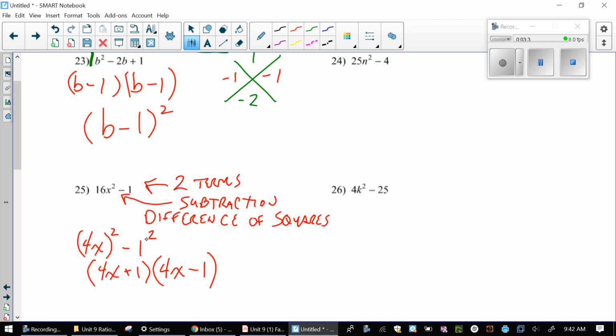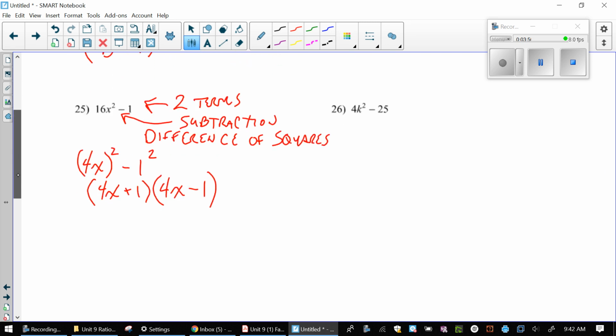So 4x times 4x gives us 16x squared. 4x times -1 is -4x. 1 times 4x is +4x. When we add those, we get 0x, which is why there's no middle term here. And then 1 times -1 gets us the -1. I'm going to leave 24 and 26 for you guys.